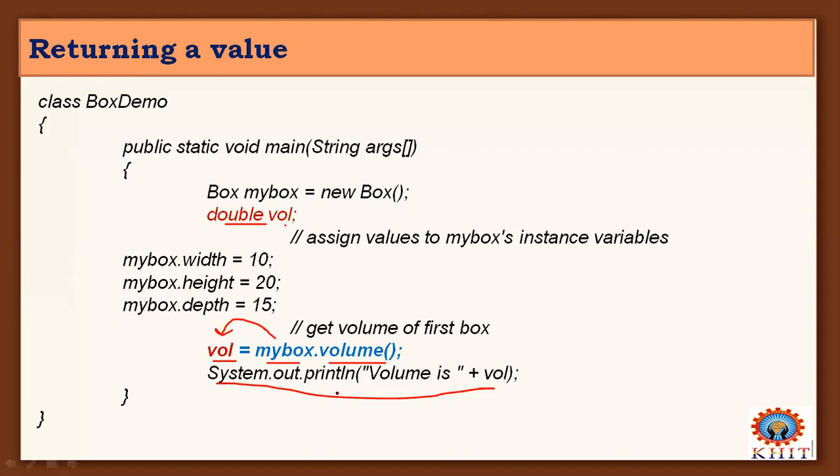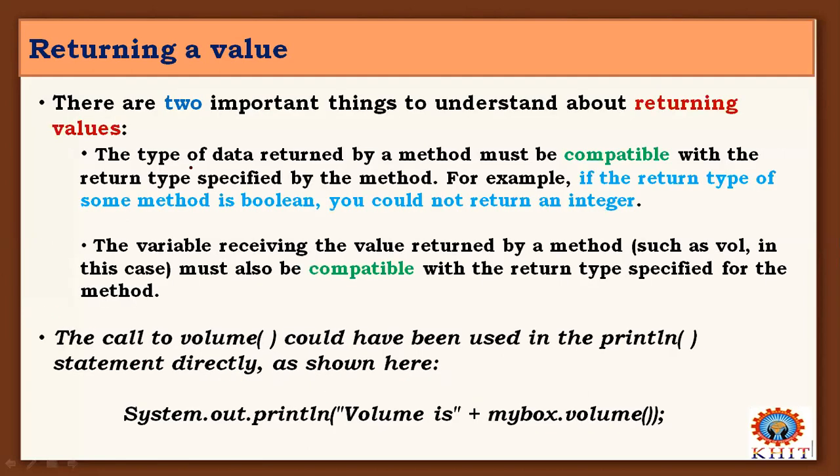So today we covered these topics: what is a method, how it is defined as a member of a class, and how to maintain a return type of a method in a class. And there are two important things to understand about returning values when we are defining a method that returns a value. So these two important things should be kept in mind.